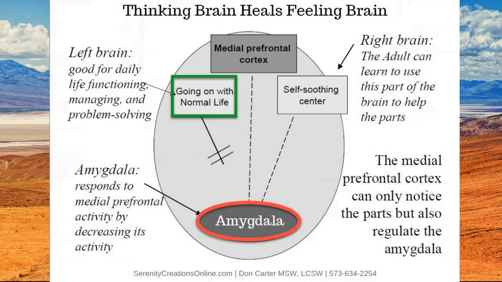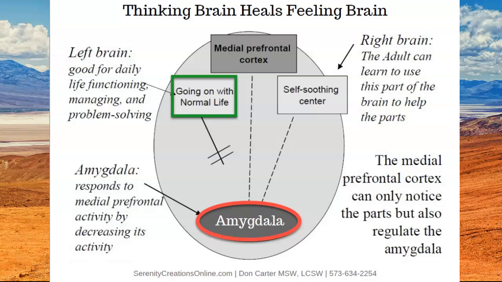The dorsolateral left prefrontal cortex is what Janina calls the going on with normal life part. Eric Berne calls it the adult ego state in his transactional analysis ego state model. Other people refer to it as the logical left brain. It's like a computer unencumbered by emotion. It gets the job done. It solves problems in the present moment. It makes decisions. It's the part of us that's responsible for our executive functioning. That's why I like to refer to it as the CEO of the self.